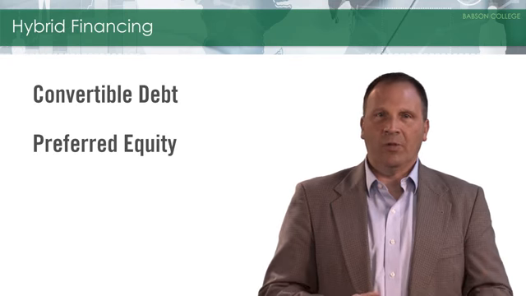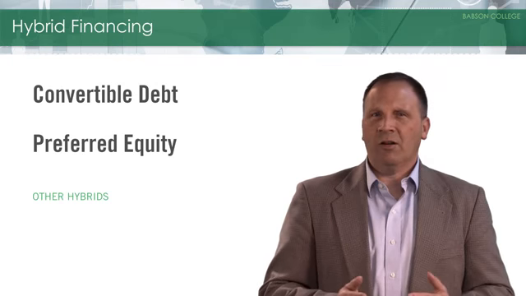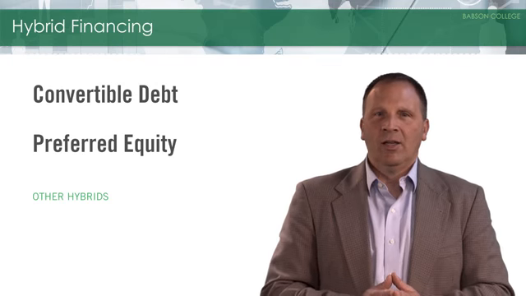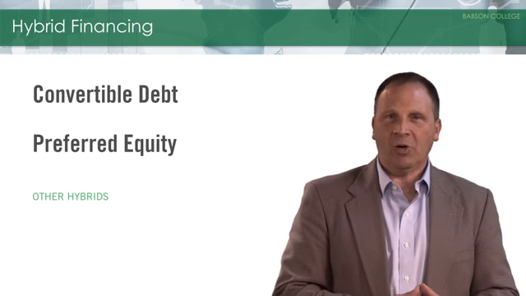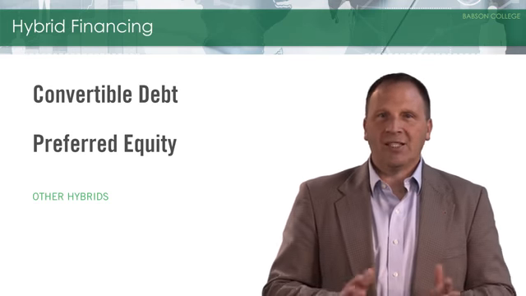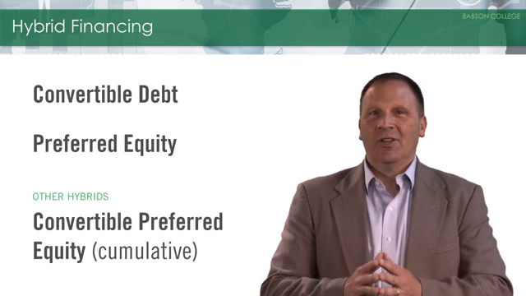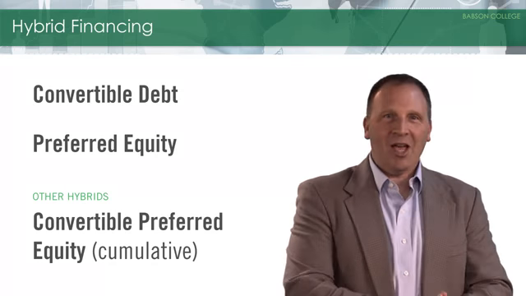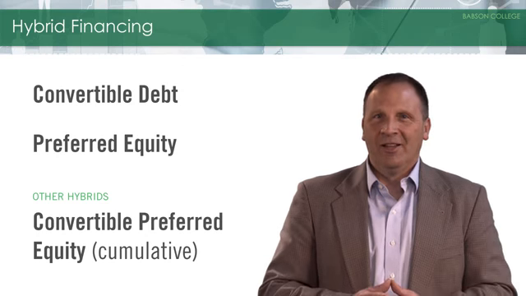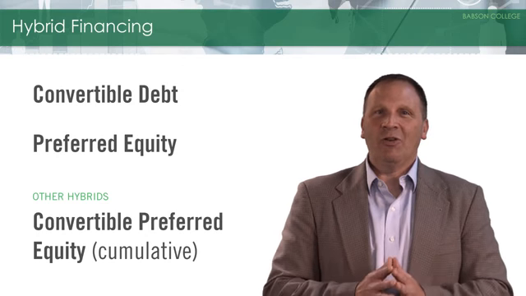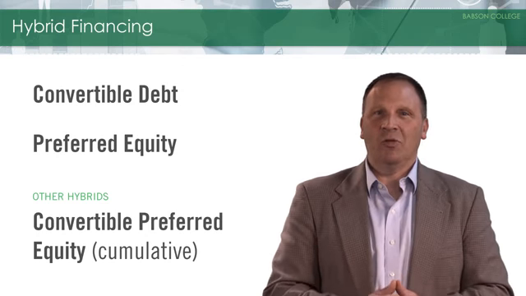These are the two most common forms of hybrid financing techniques: convertible debt and preferred equity. There are others that are variations on these as well, such as preferred equity that can get converted over to common equity or ownership. Not surprisingly, this is called convertible preferred equity, which is also likely to be cumulative. That's quite a mouthful, but now you have a good introduction to hybrid forms of financing.